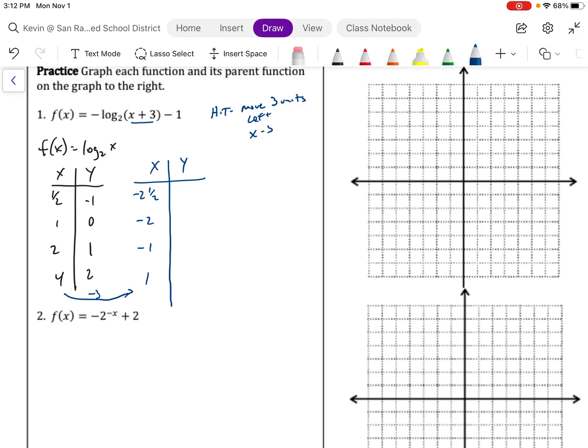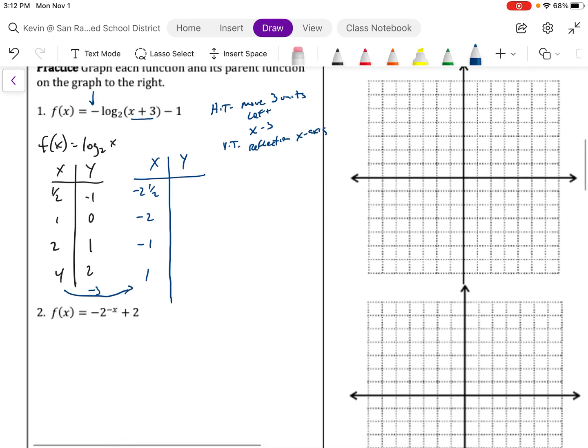Next we have, and we're going to do this in the right order also, our horizontals, only one of them. Next we have a vertical transformation. Specifically, we have a reflection over the x-axis. So it's our y values that are shifting, and we'll do our reflection first. So we flip the y values. Okay, so we wind up with 1, 0, -1, -2.